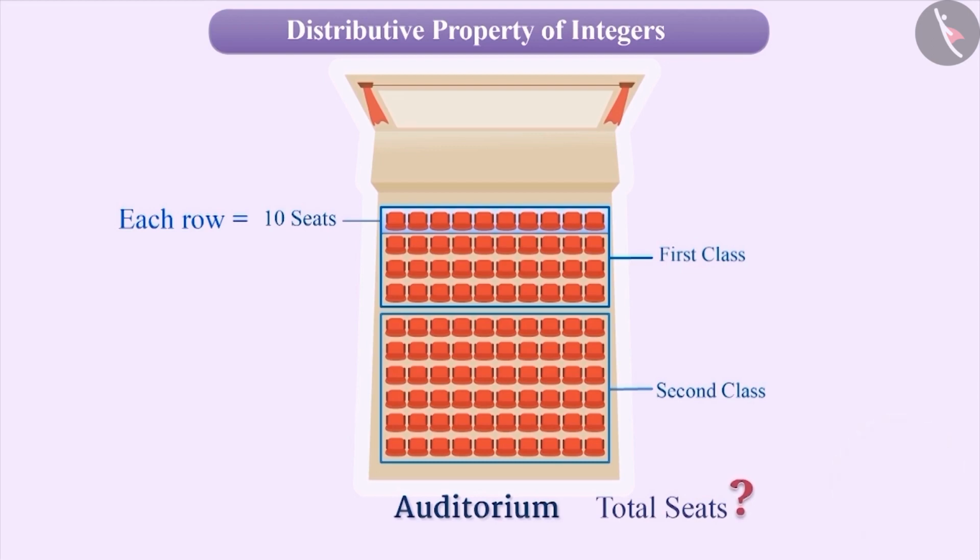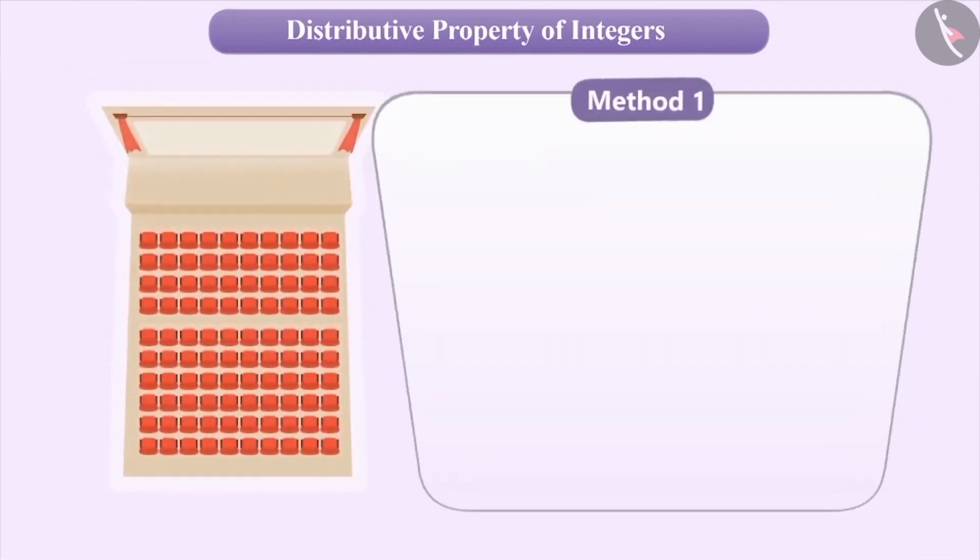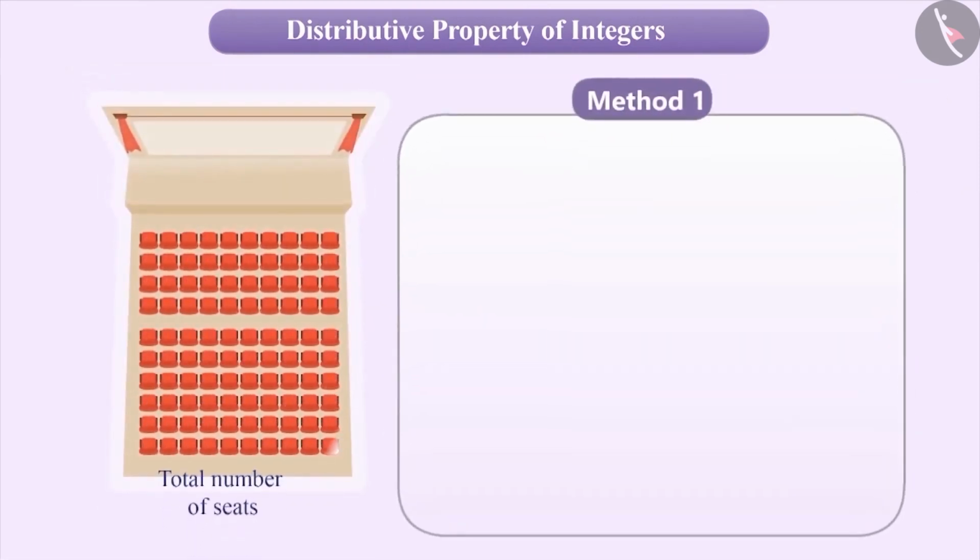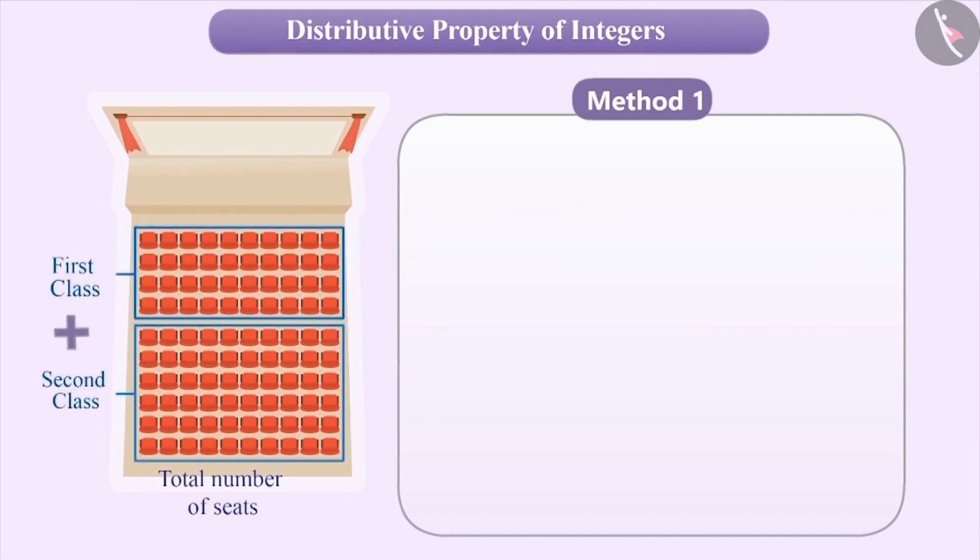Let me explain. There are 2 ways to find this out. Method 1. One way to find the total number of seats in the auditorium is to add the total number of seats in the first and the second class.